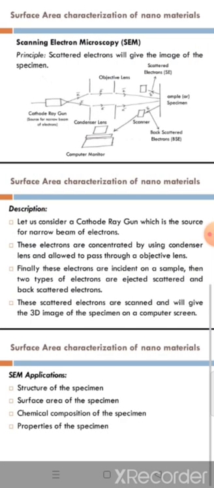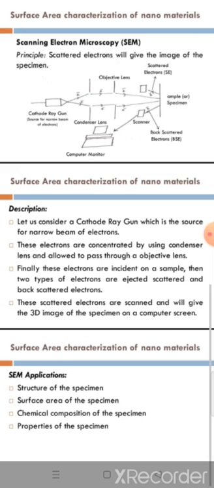Principle: scattered electrons will give the image of the specimen. When we pass a narrow beam of electrons from the cathode ray gun, the beam passes through the condenser lens and next the objective lens and gets scattered at the sample or specimen. The scattered electrons get reflected in two ways, that is backscattered electrons and scattered electrons, one is primary electrons and the other is secondary electrons, and the scattered electrons will be displayed on the computer monitor.